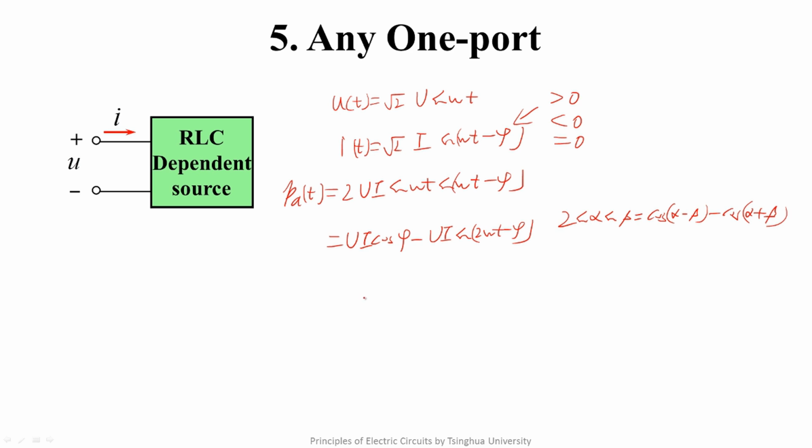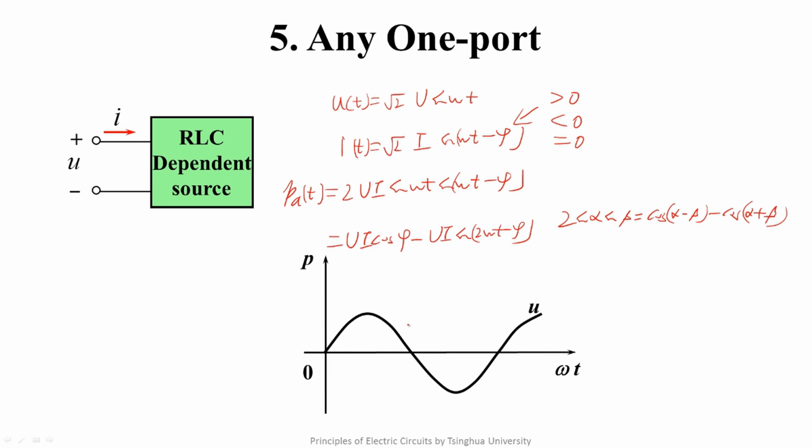Next, we draw the waveform of the instantaneous power of the general one port. We'll assume that the initial phase angle of the voltage is 0 and the current lags the voltage by angle phi. Here is the inductive load in the example. In this case, the waveform of the product of these two is like this.